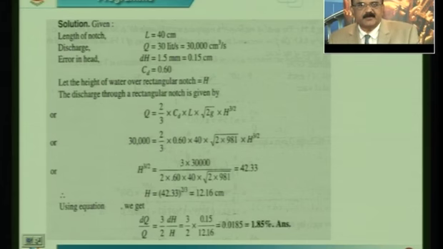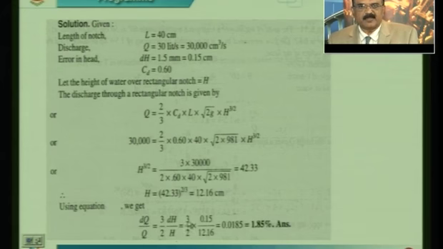Now, what is the equation? Remember, this is a rectangular notch. So what is the relation? If I make 1% error in noting down the head over the notch, the error in the discharge is 1.5%. Therefore, dq by q is equal to 3 by 2 into dh by h. That's what I wrote here. So 3 by 2 dh by h.